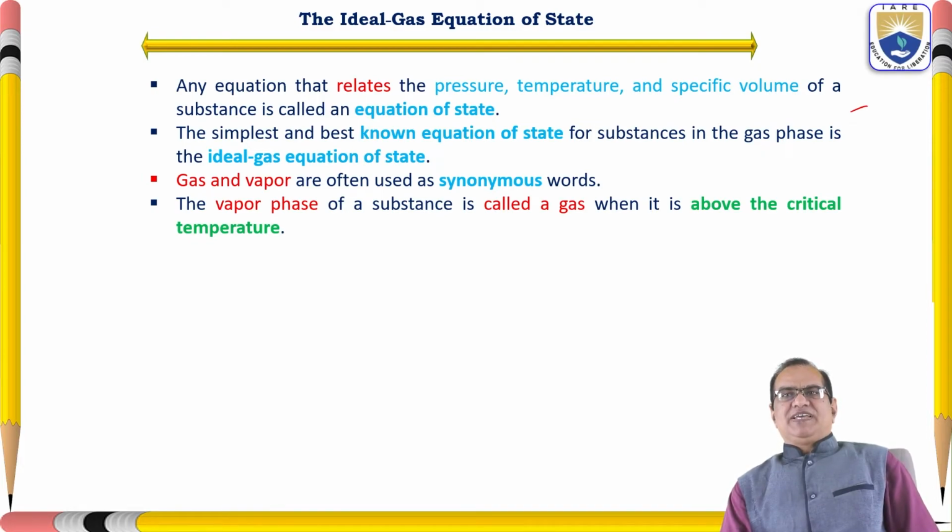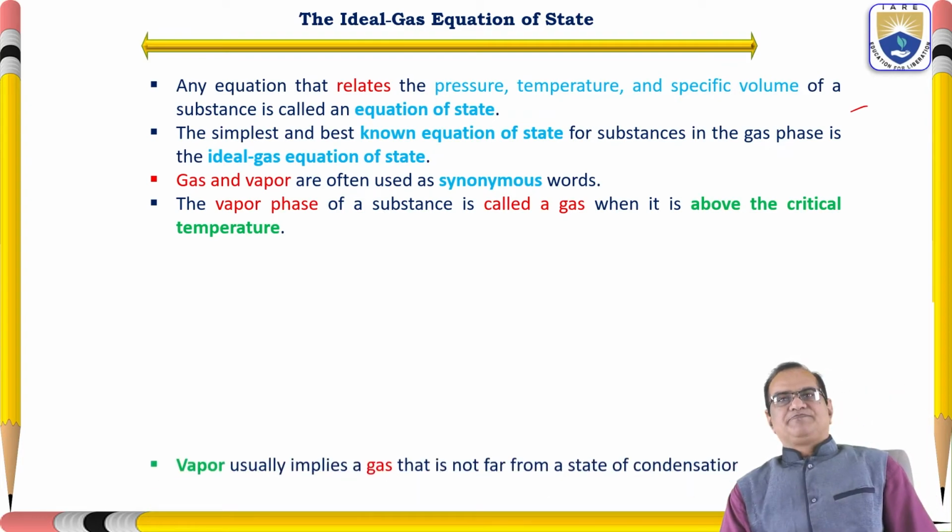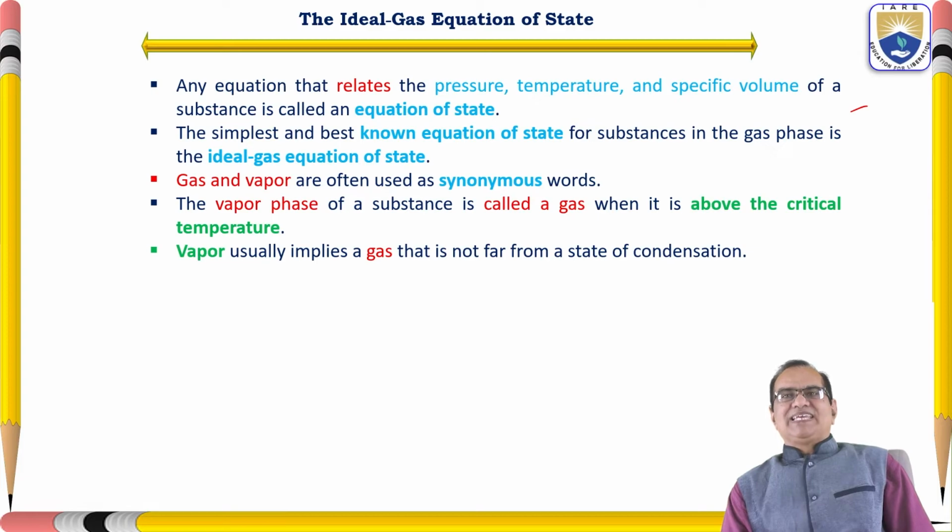The vapor phase of a substance is called a gas. So once we boil the water and the total liquid is converted to vapor, then we can say this is a gas. A vapor phase of a substance is called a gas when it is above the critical temperature. Vapor usually implies a gas that is not far from a state of condensation.